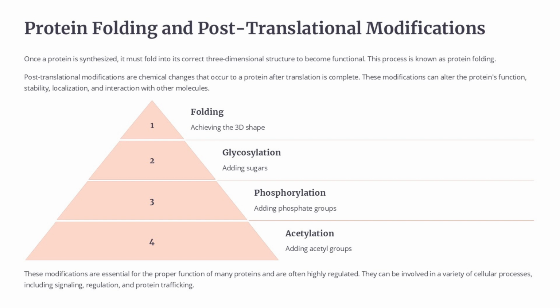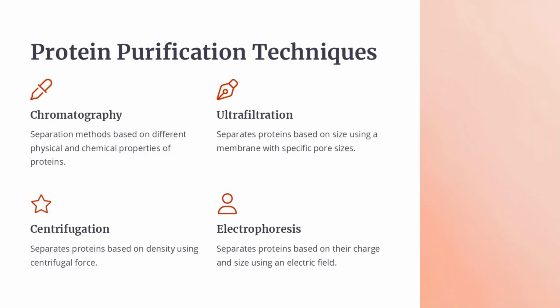These modifications are essential for proper protein function and are often highly regulated, playing important roles in cellular processes like signaling, regulation, and trafficking. The slide provides an overview of protein folding and some common post-translational modifications. We'll dive deeper into each of these topics in the following slides. Protein purification is a crucial step in many research and industrial processes. There are several key techniques used to purify proteins, each with their own advantages.